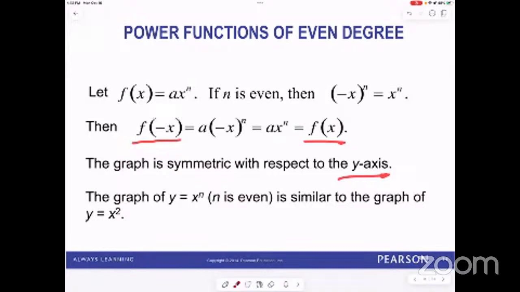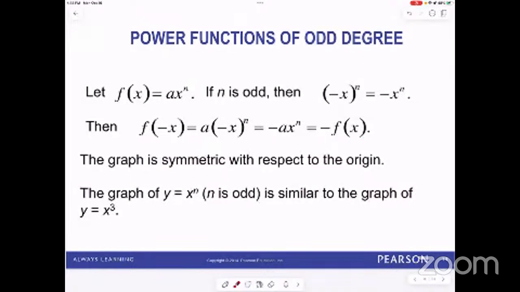Okay. So if we have a definition for a function being even, then it stands to reason that maybe we have a definition of a function being odd, right? So if we consider the power function, and if n is odd, then when we evaluate negative x to the n, an odd number of negatives multiplied is going to be negative. So this is the same as negative x to the n. So then when we evaluate f of negative x, ultimately we're going to finish with a negative times f of x. That's the definition of a function being odd.